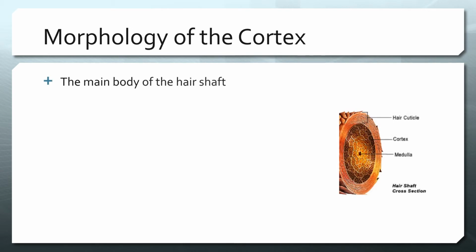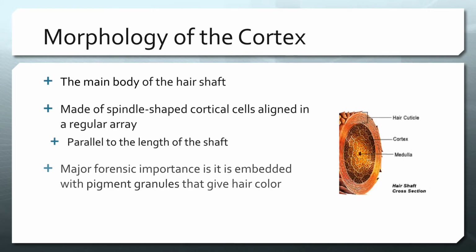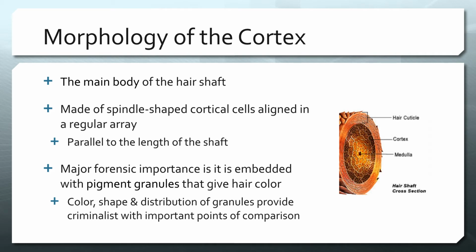Moving on to the cortex, this is the main body of the hair shaft. It's made of spindle-shaped cortical cells that are aligned in a regular array, parallel to the length of the shaft. The major forensic importance is that it's embedded with pigment granules that give hair its color. And so color, shape, and distribution of these granules all provide criminalists with important points of comparison when comparing a known hair to the crime scene hair.